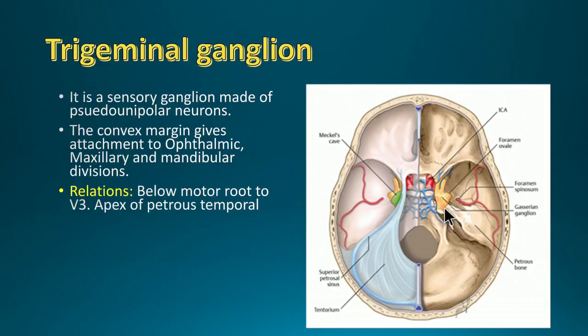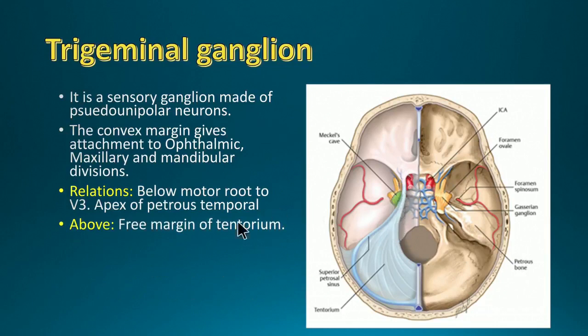So below, as I told you, the motor root passes separately, which forms the relation, and also the apex of the petrous temporal. Okay, below the ganglion, that is the relations. Then above, the free margin of the tentorium, you are able to see the free margin forming the tentorial notch, which crosses above.